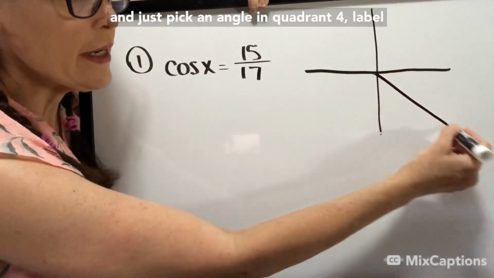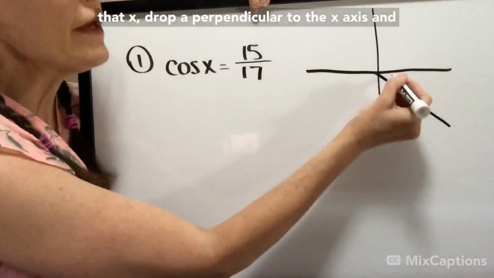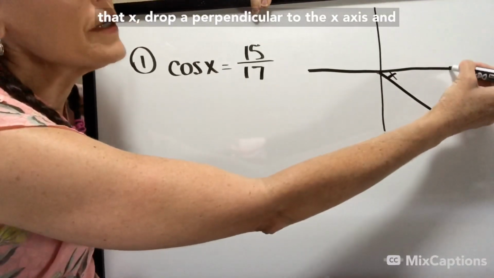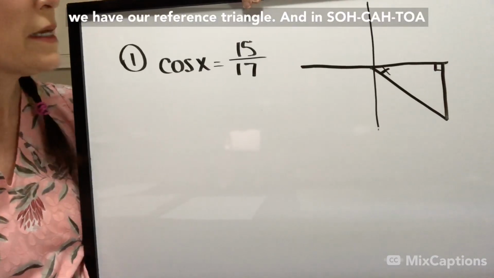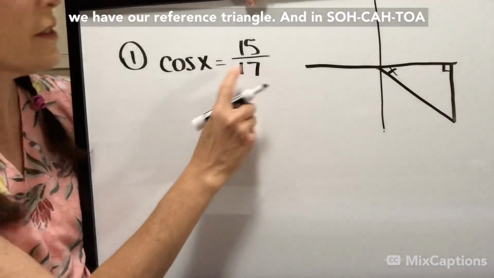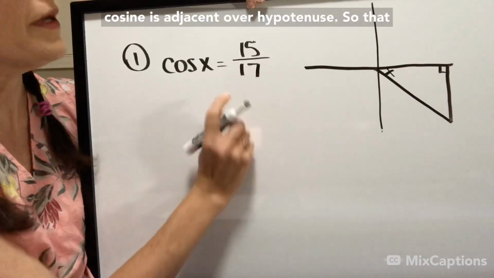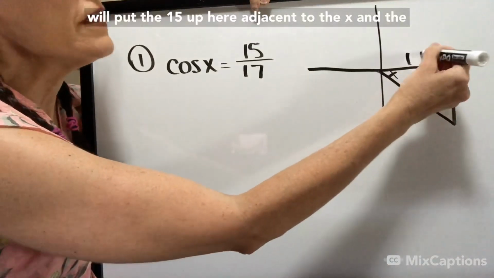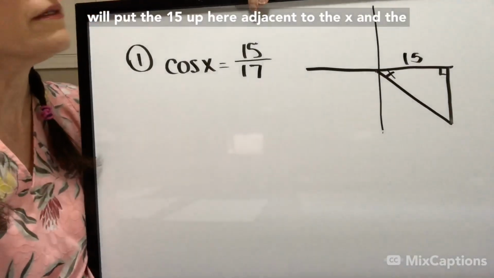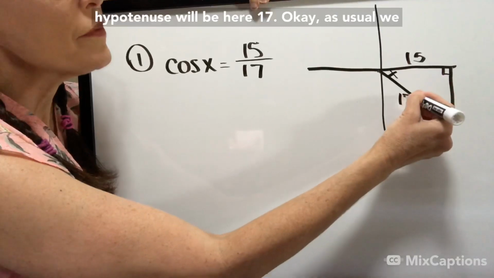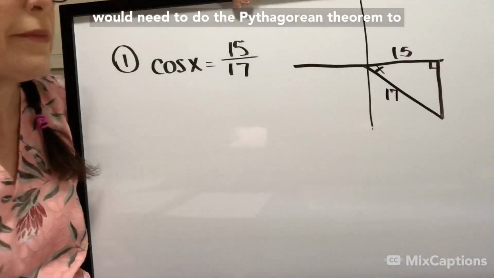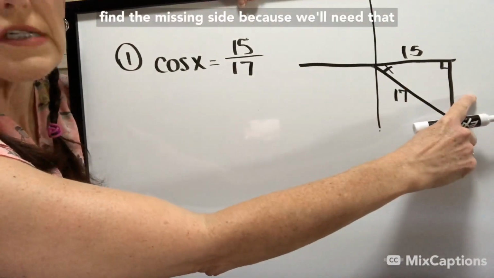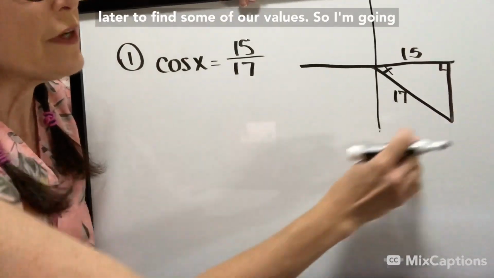So go ahead and just pick an angle in quadrant 4, label that x, drop a perpendicular to the x-axis, and we have our reference triangle. In SOHCAHTOA, cosine is adjacent over hypotenuse. So that would put the 15 up here, adjacent to the x. And the hypotenuse will be here, 17. As usual, we would need to do the Pythagorean theorem to find the missing side because we'll need that later to find some of our values.